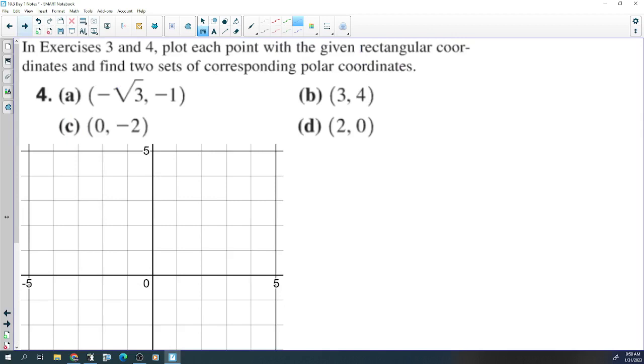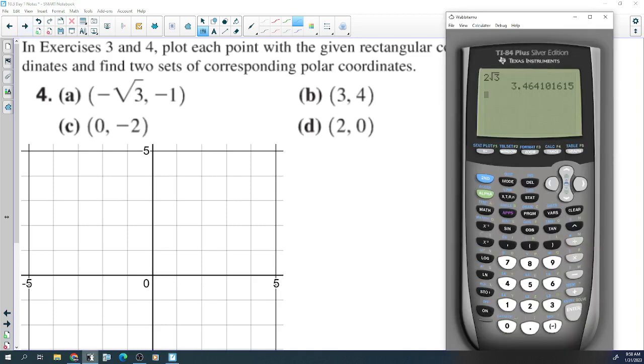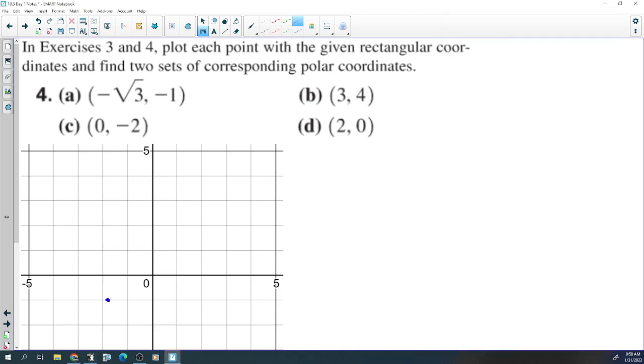Plot each point with the given rectangular coordinates and find 2 sets of corresponding polar coordinates. So A is negative square root of 3. That's like 1.7, I think. Square root of 3. 1.7, so negative 1.7 and -1. So about right there. Boy, that sure looks like one of the pi over 6s.